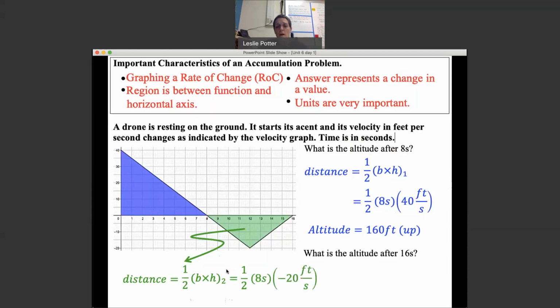So half of 8 times negative 20 is negative 80. So we have the drone dropping 80 feet in its altitude. So that drone is starting at the ground, up 160, and then drops down 80 feet. And so the altitude after 16 seconds is taking these numbers and adding them together, right? Because one is negative. And when we do that, we end up with the final position for the drone, and that is that the drone had an altitude of 80 feet.